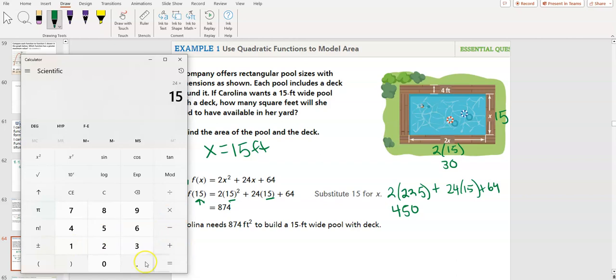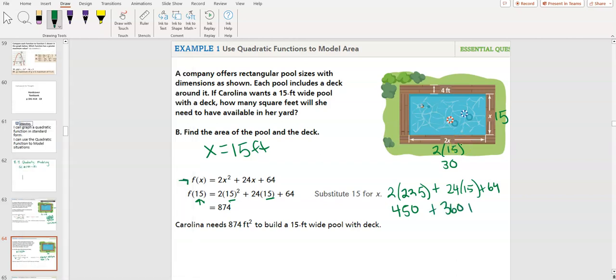24 times 15 is 360 plus 64. And if I add all that together, you're going to get 874 right there. Okay, so after writing the equation, I can then use the information, plug it into my function, and solve to get an answer of 874 feet squared. That's how much space Carolina would need to build a pool that's 15 feet wide with a deck.